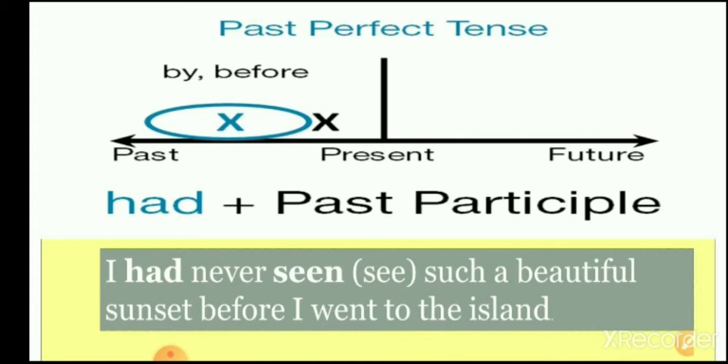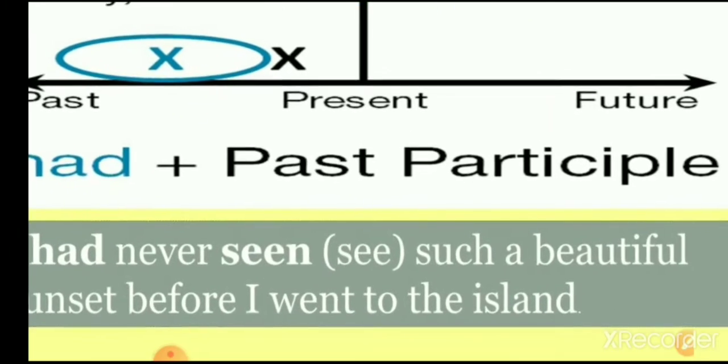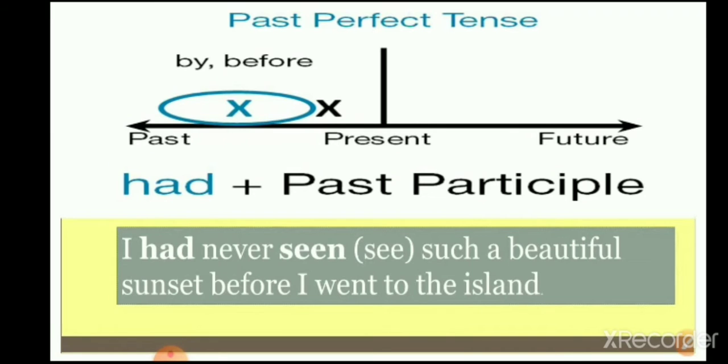Here I have given two actions. If two actions occurred in the past with one action taking place earlier than the other, the past perfect is used, as already I have mentioned. So here, I had never seen such a beautiful sunset is an action which happened earlier, which I have given in past perfect tense. I went to the island is the later action, so I have given in simple past.